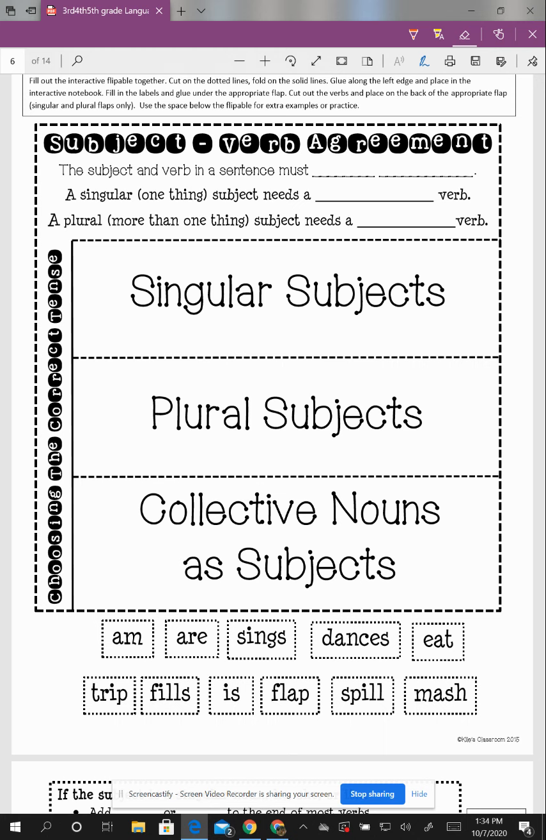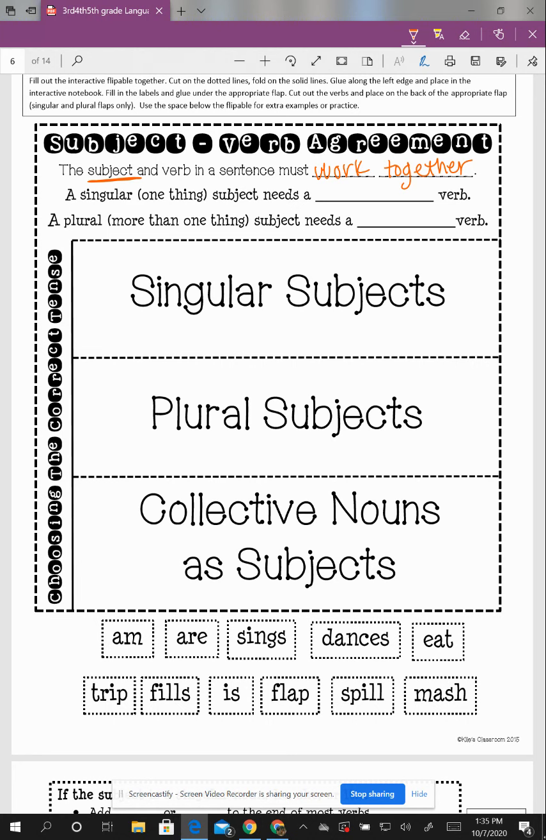All right, today we're going to talk about subject and verb agreement for nouns and verbs. So we know that the subject of the sentence has to do with the noun that we're talking about. The subject is the noun, the person, place, thing, idea, or animal we're talking about. It must work together with the verb. Those two things have to go together.